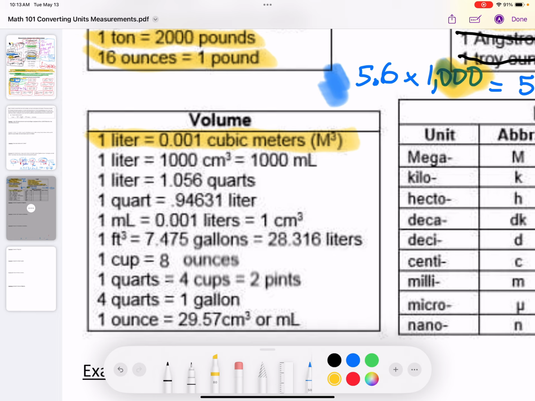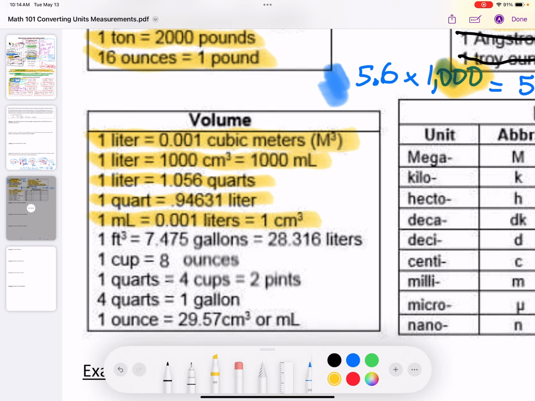Okay, and we saw cubic units in the last section, right? That means it's a 3-dimensional object. Or 1 liter could be 1,000 cubic centimeters, which is 1,000 milliliters. Liters must be important, they're all over the place here. 1 liter is 1.056 quarts. So we're converting between metric units and US units here. 1 quart is 0.94631 liters, etc.